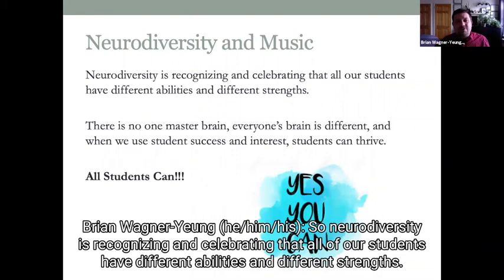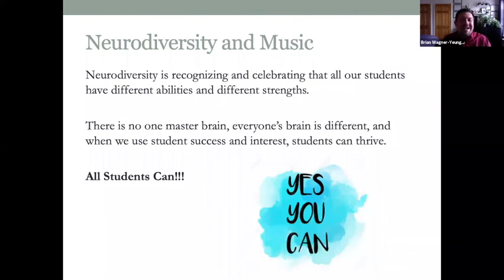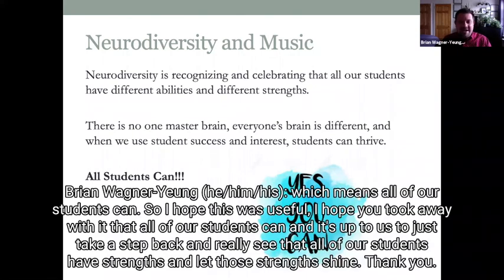So, neurodiversity is recognizing and celebrating that all of our students have different abilities and different strengths. As mentioned, there's no one master brain. Everyone's brain is different. And when we use student success and interest, all of our students can succeed, can thrive, which means all of our students can.